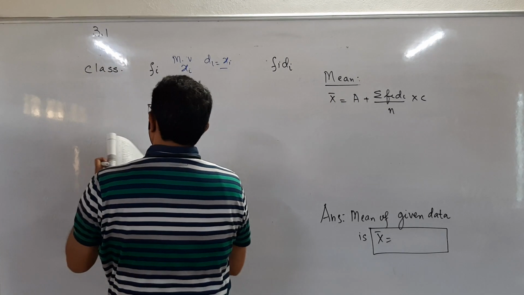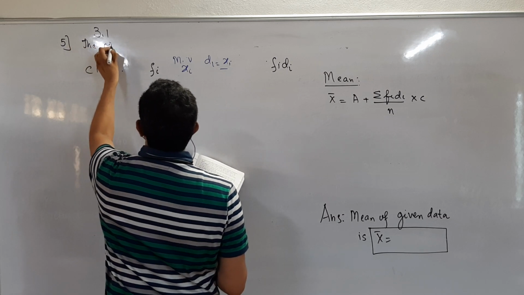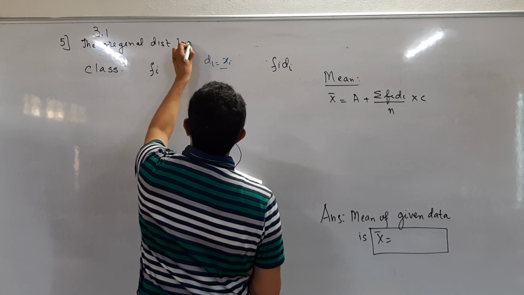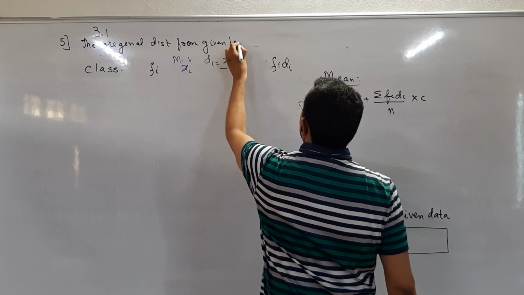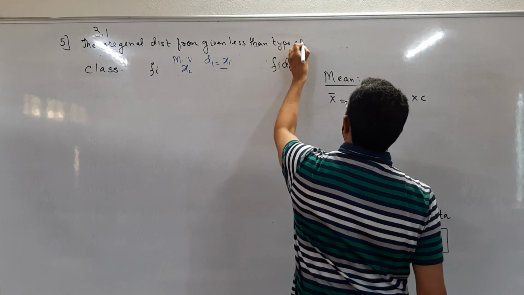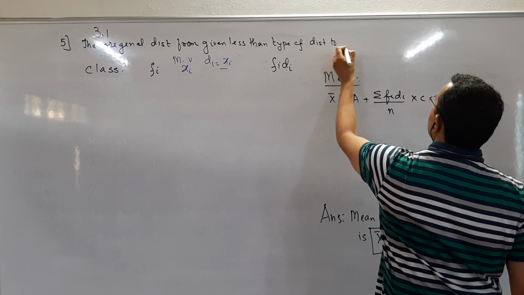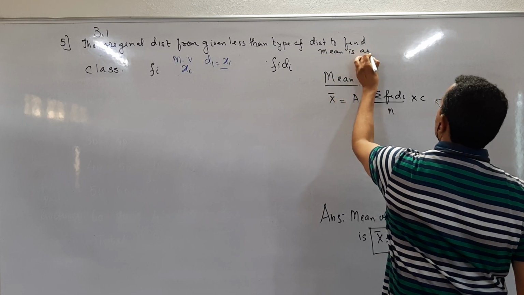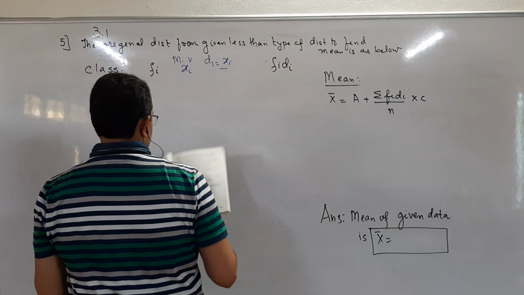Sum number 5. The original distribution from the given less than type cumulative frequency distribution to find mean is as below. And then, students, we make the columns of classes.